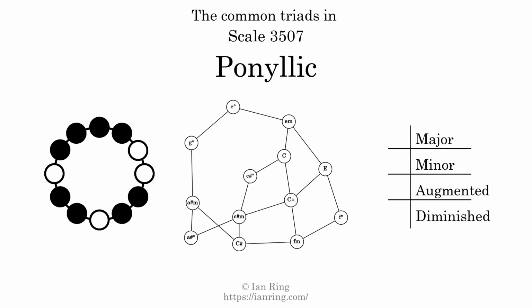The diagram in the center is a graph of parsimonious voice leading between triads. There are 3 major triads. There are 4 minor triads. There is 1 augmented triad. There are 5 diminished triads. Here is a Hamiltonian path of parsimonious voice leading that uses all the triads.